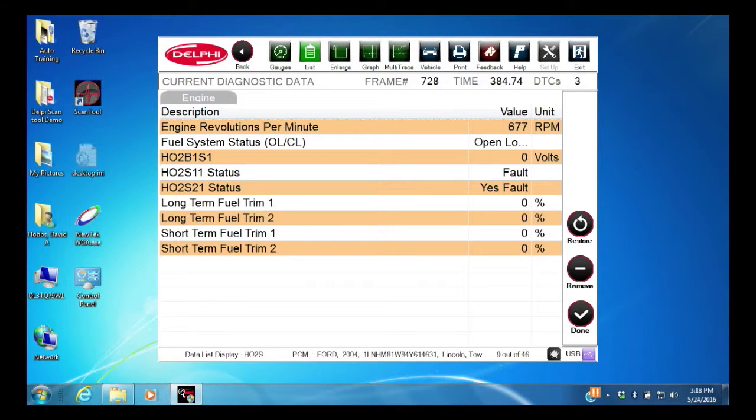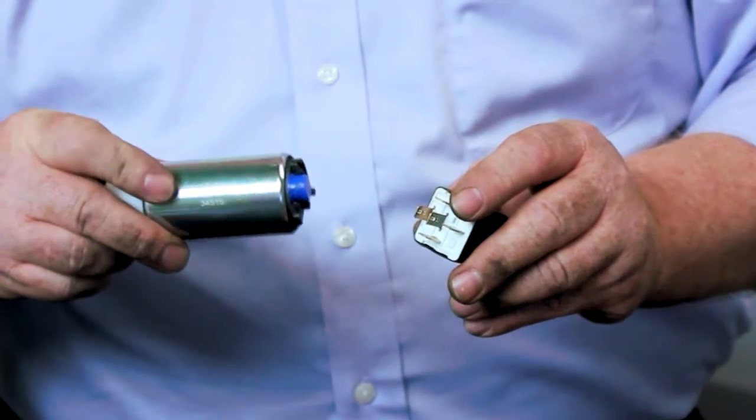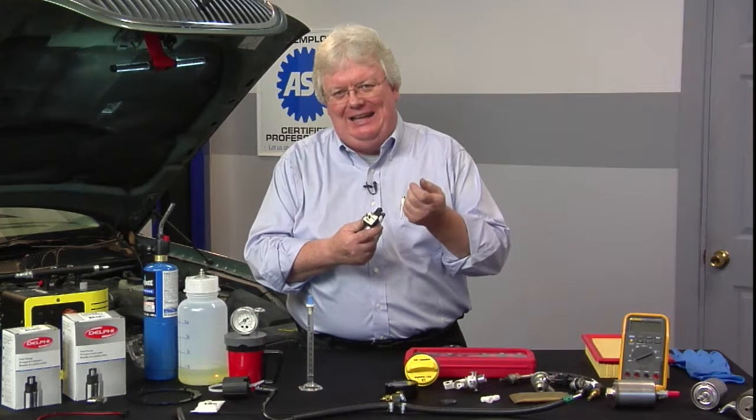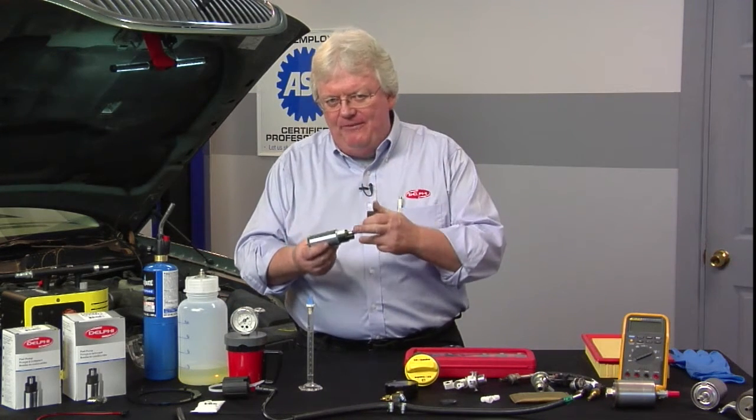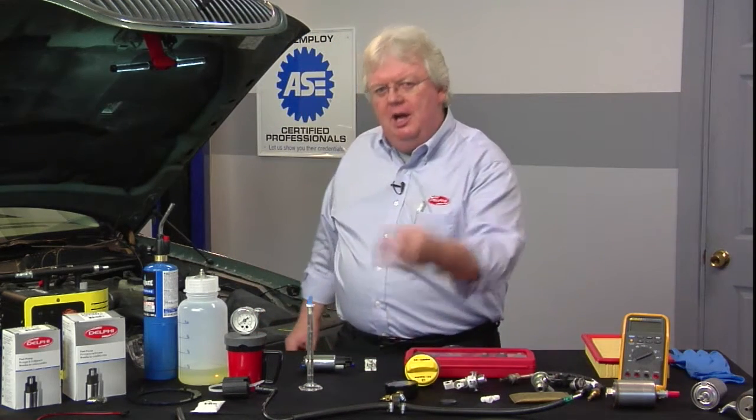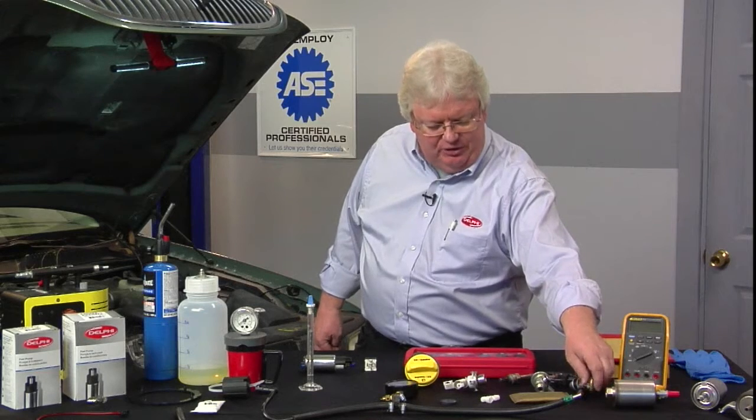A fuel pump that's not getting enough voltage due to a resistance somewhere in a connector, even resistance across the contacts in the relay. We've got to make sure we do a good voltage drop test at the fuel pump to see if the fuel pump's got proper voltage. If we see low pressure, that's accompanied by our root cause here, and that is very high fuel trim numbers, very low O2 voltage.